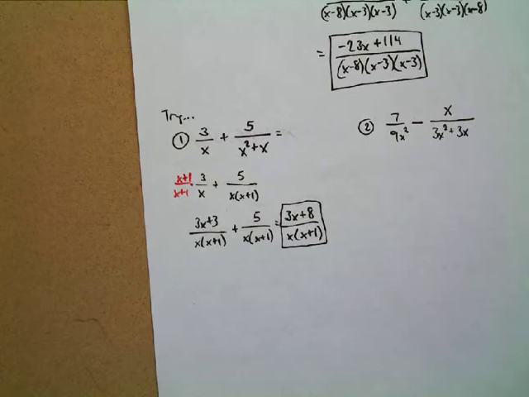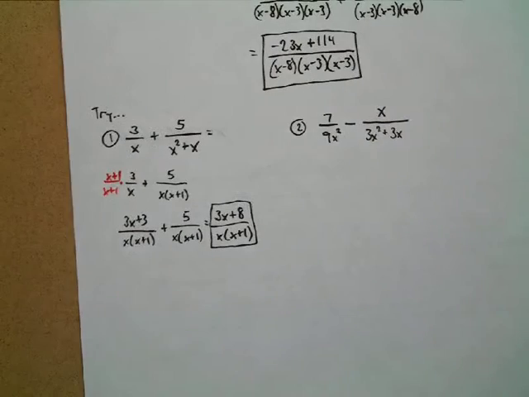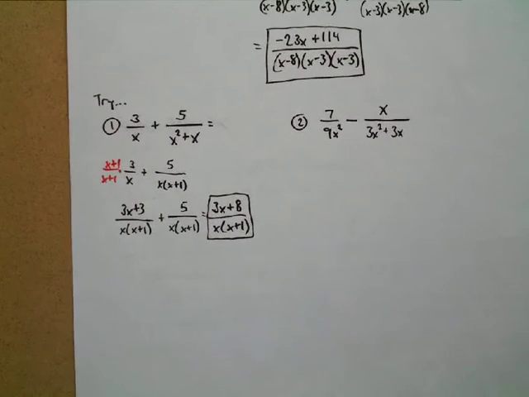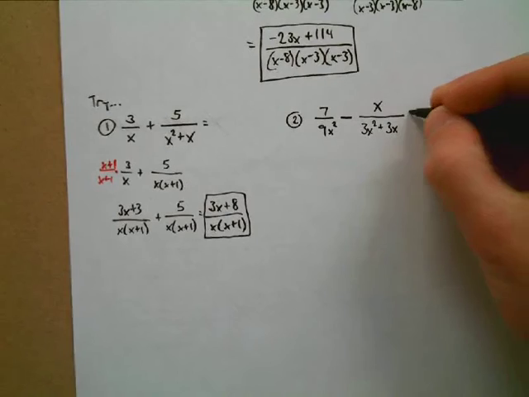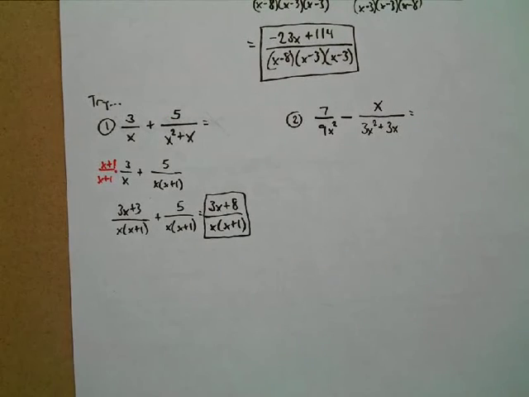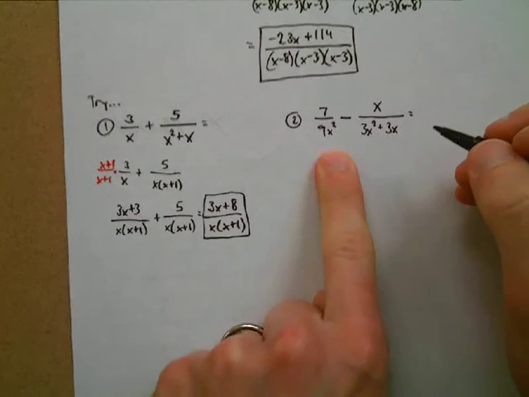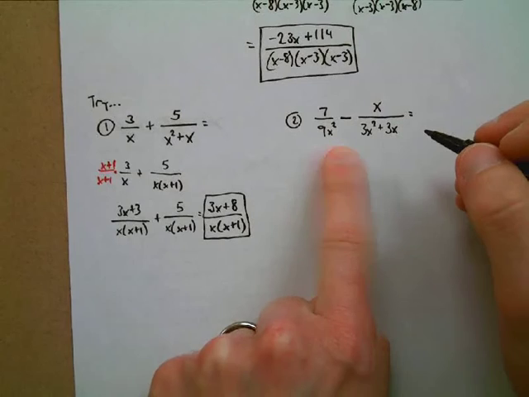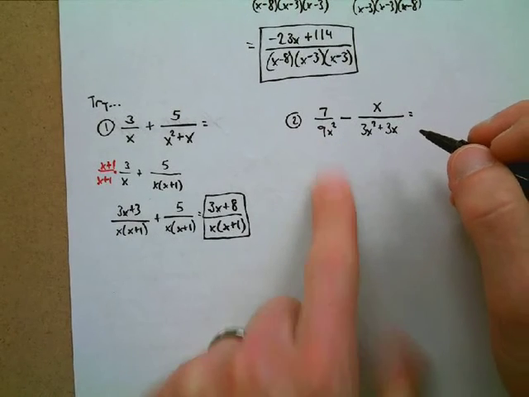All right. Let's take a look at number 2. Okay. Number 2, are these like terms? No. So we have to rewrite, okay? This doesn't really factor, okay? I mean, you can break it up into parts, right? But we're going to leave it as 7 over 9x squared.